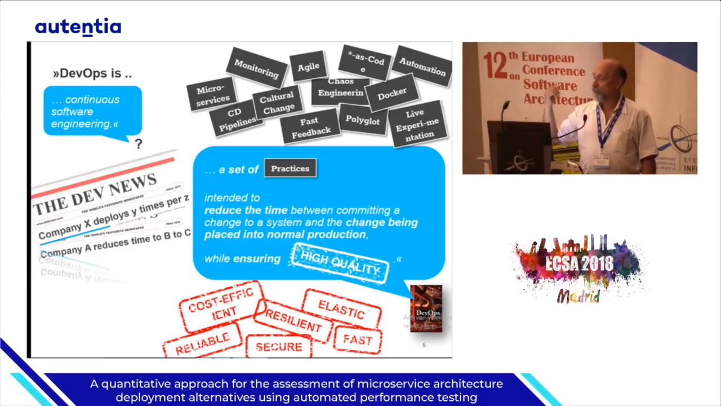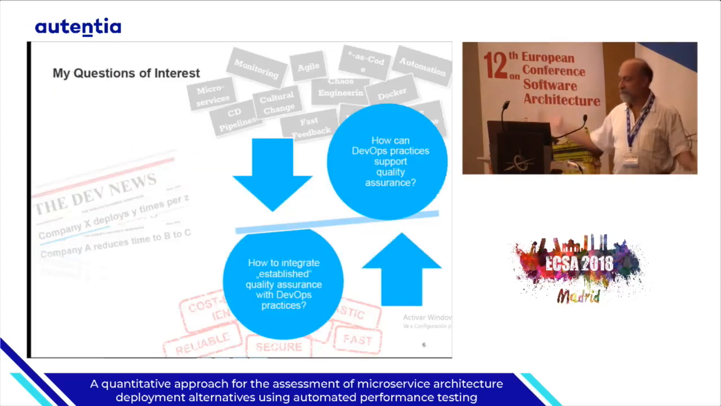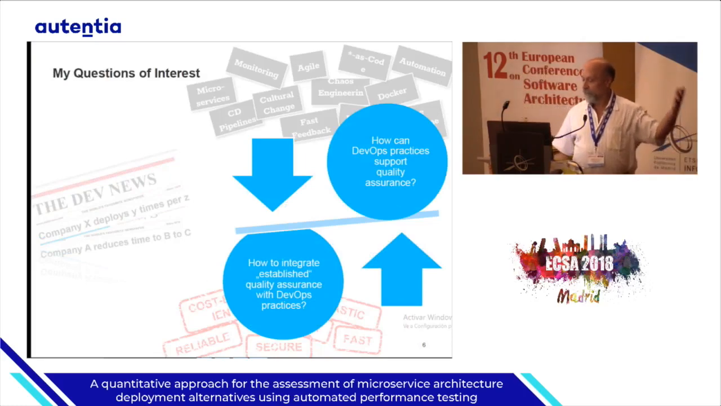So what are the key practices? We have online monitoring, microservices, continuous development, cultural change, agile, automation, Docker, lots of good stuff. But how do you put all of this together for automated performance testing? And how do you know you have good quality, right? How do you analyze elasticity, security, reliability, all these great characteristics, right? So what I'm trying to do here is to see how we can balance. We want to integrate established quality assurance with DevOps practices, and can we support quality assurance with this, right? So there's a trade-off. You cannot do everything.